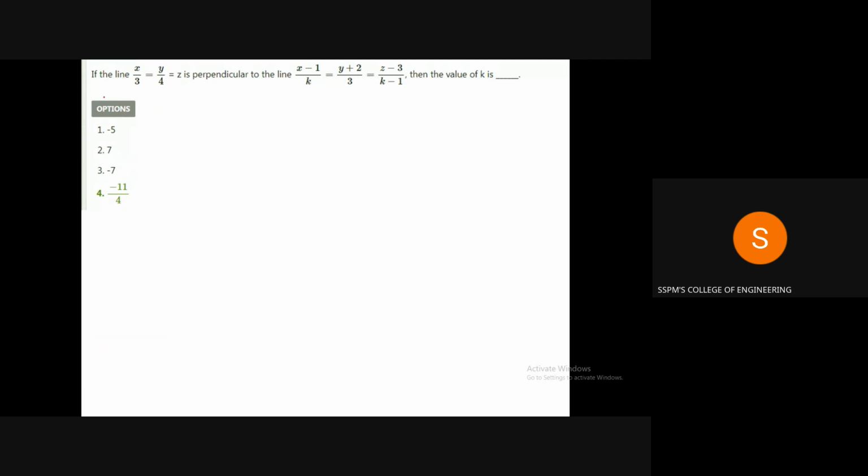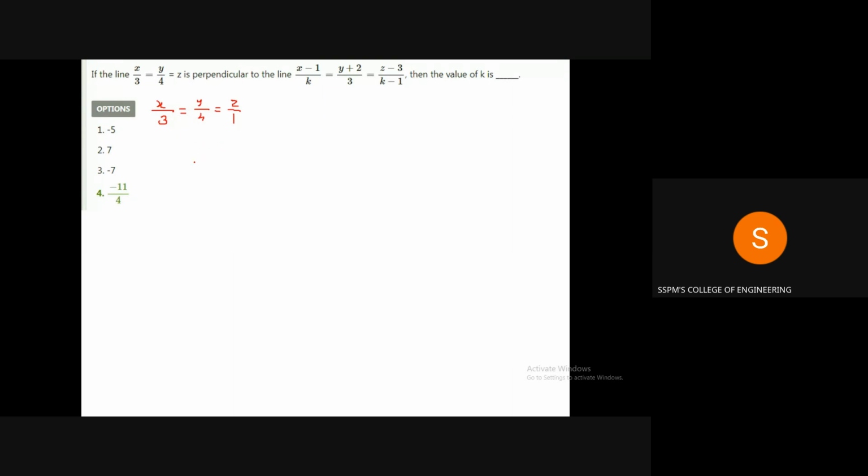So what is given? The question is, if the line x by 3 is equal to y by 4 is equal to z. So if we have to write this in standard form, how can we write? It can be written as x by 3 is equal to y by 4 is equal to z by 1. And also what is given? x minus 1 is equal to y plus 2 divided by 3, and z minus 3 divided by k minus 1.